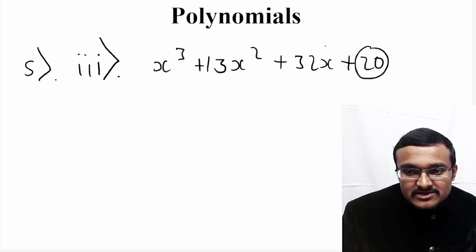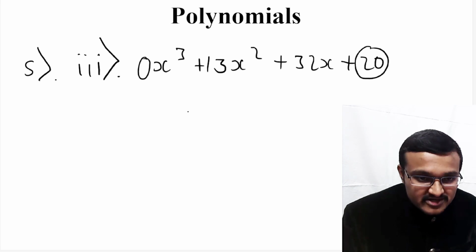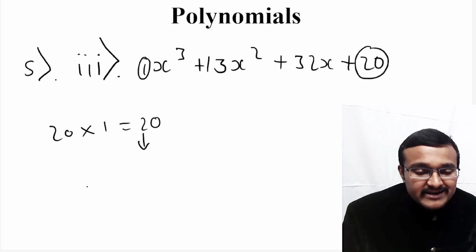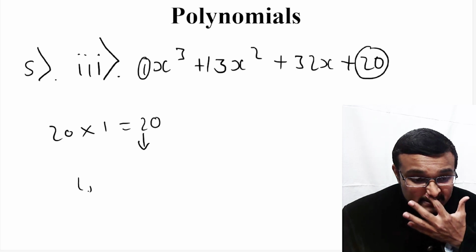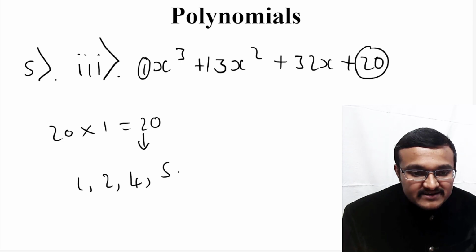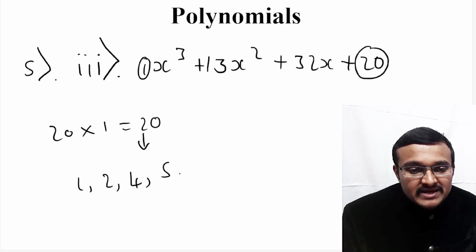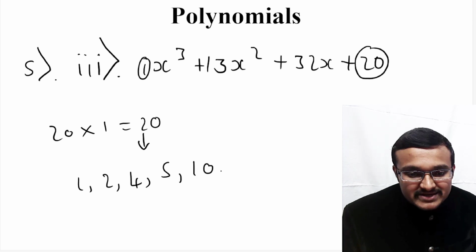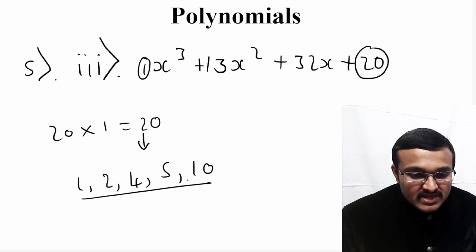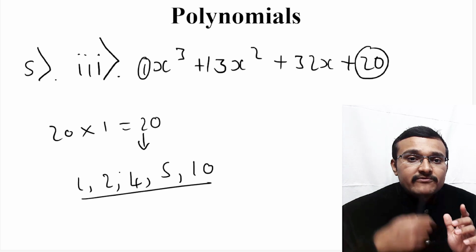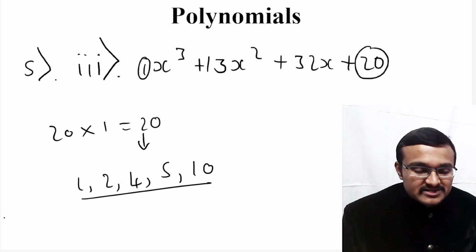Now we have 20 as the constant and 1 as the coefficient of x cube. So that means 20 into 1 is equal to 20. Now try to find the factors of 20. 1 is a factor of 20, 2 is a factor, 3 is not a factor, 4 is a factor, 5 is a factor, 6, 7, 8 and 9 are not factors, 10 is a factor of 20. Now you have to do trial and error to find out p of what factor will give you 0 for this polynomial.